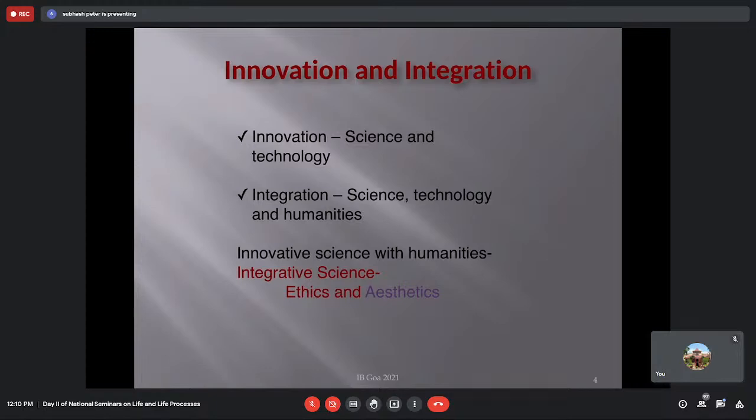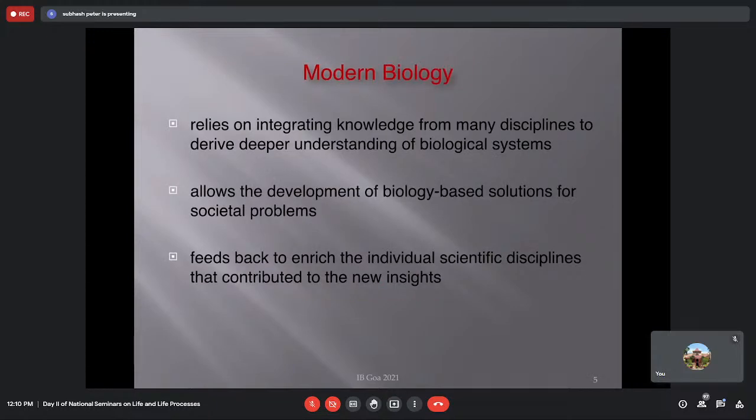And as a result, together with ethics, we always have aesthetics. So it is a way of living science, and these two things have to be taken care of. So this is real modern biology, where the integration of knowledge is taken from different disciplines. And why do we do this? To go deeper into the biological systems, where we have managed to see a network of life processes.